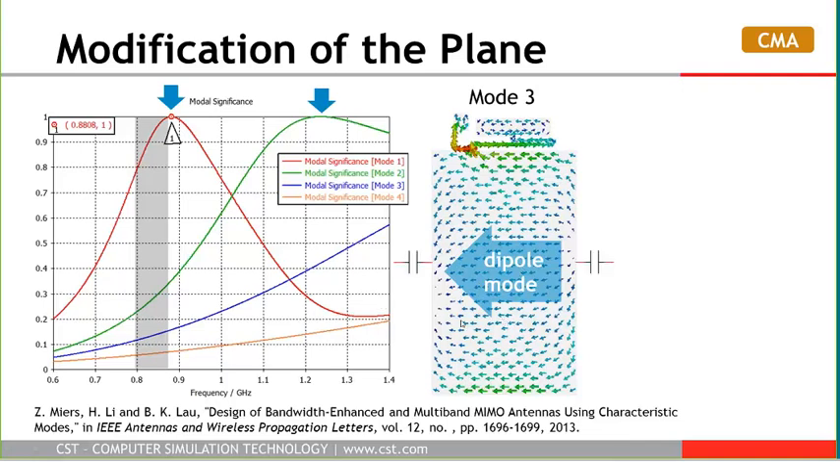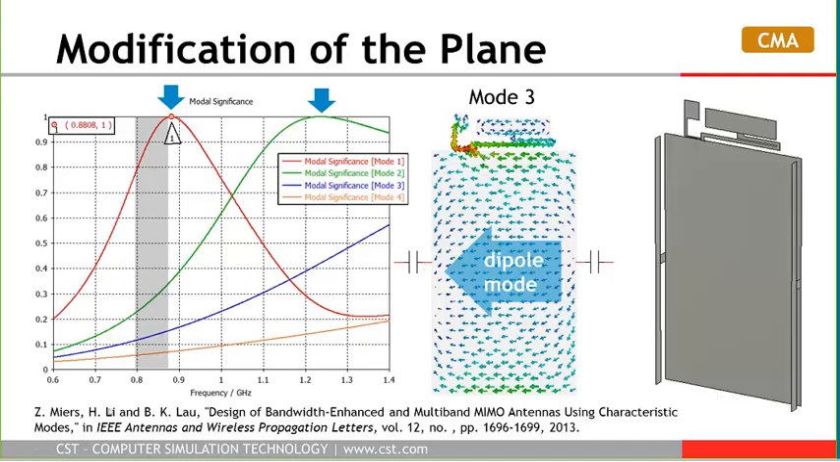Second option is to load the dipole by capacitance connected to the end of the dipole. In fact, this was proposed by Zachary Myers, and we applied this idea for our antenna, and added these strips which you can see in the picture to create a capacitance at the end of the ground plane.